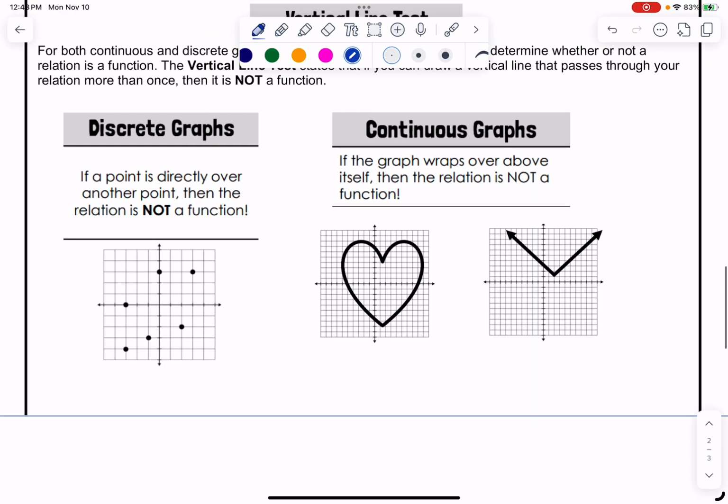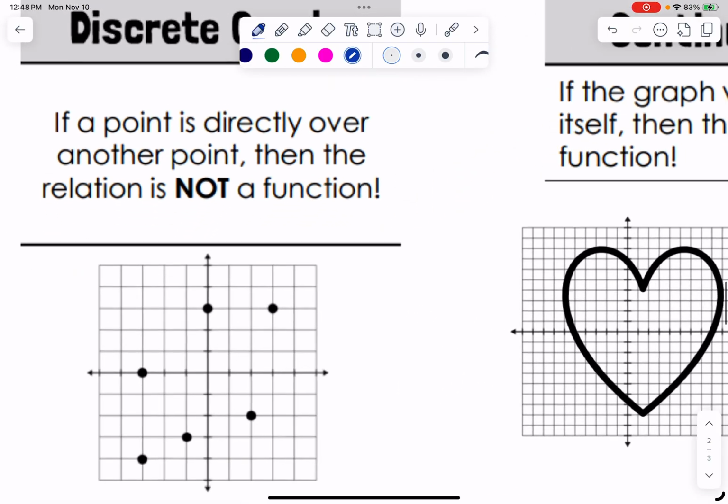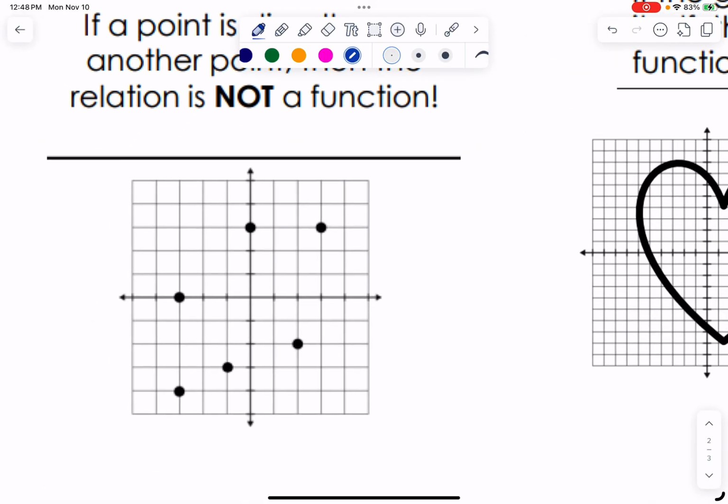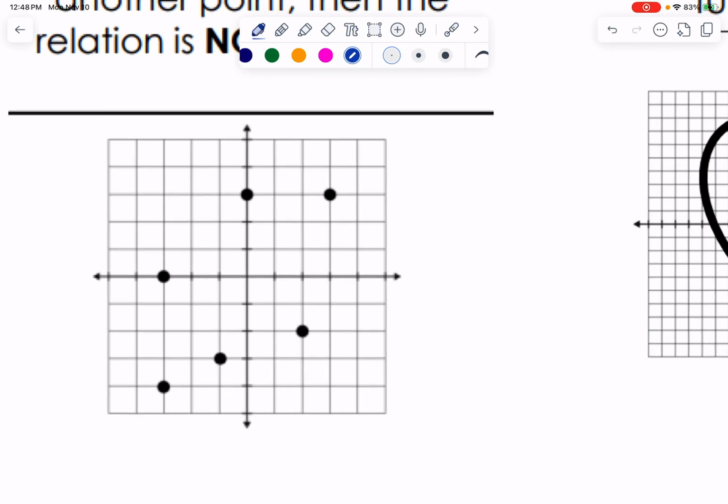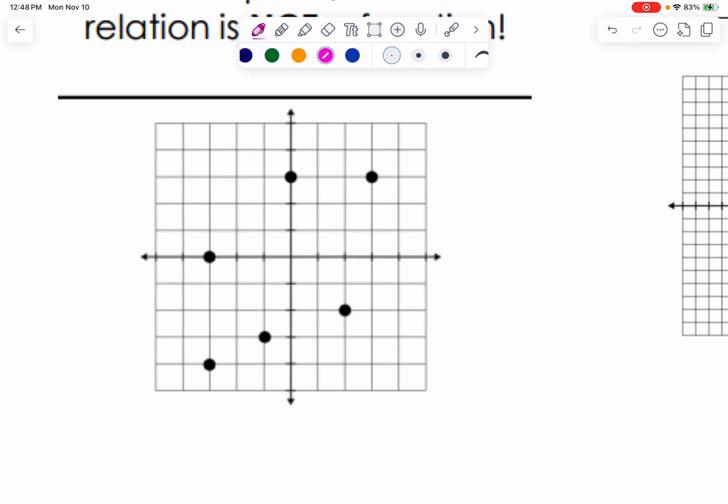Okay, I can also tell whether graphs are functions by using what we call the vertical line test. So if I draw a vertical line, see how I draw a vertical line here? Does the x value repeat? In other words, are there 2 points on that same vertical line? There are. So we would say this has repeating x values, so this is not a function.